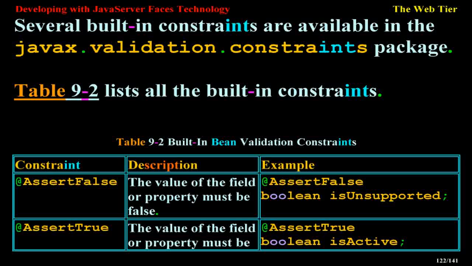Table 9-2 Built-In Bean Validation Constraints. Constraint, description, example. @AssertFalse: the value of the field or property must be false. @AssertFalse boolean isUnsupported. @AssertTrue: the value of the field or property must be true. @AssertTrue boolean isActive.